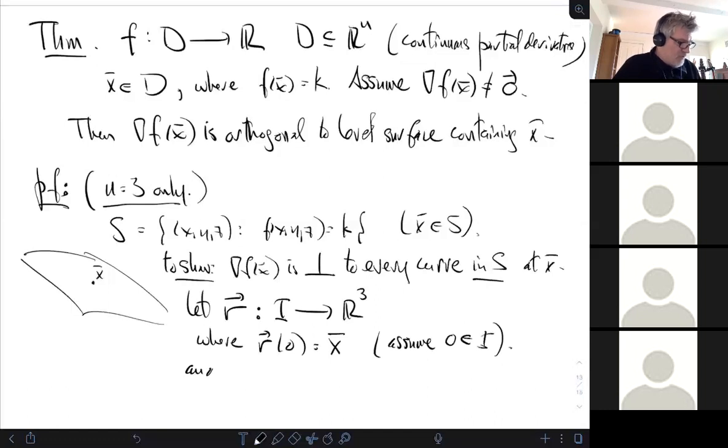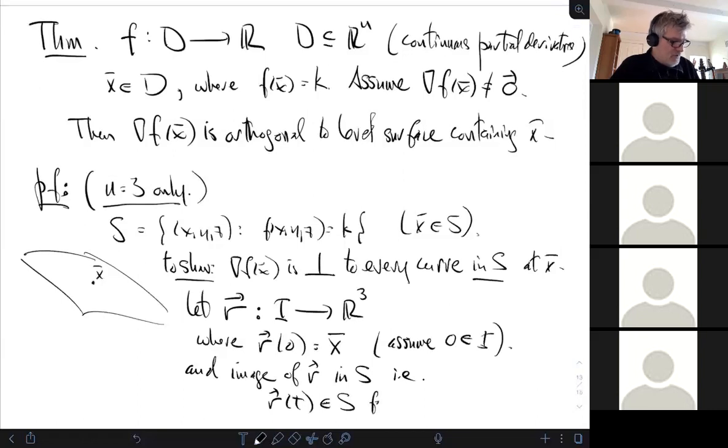And what else do I need? I need this curve to be in S. So we need the image of r is in S. What does that mean? It means that r of t is in S for all t, which means what?